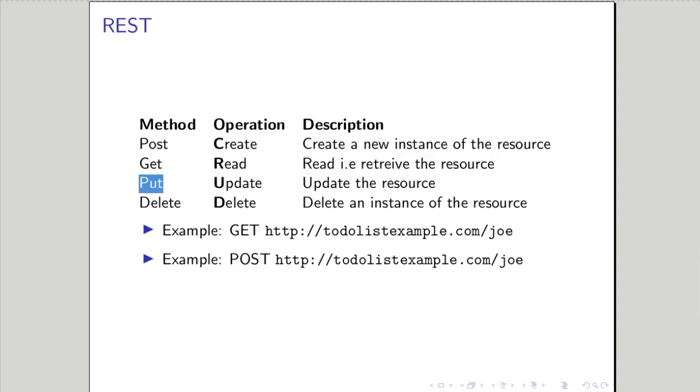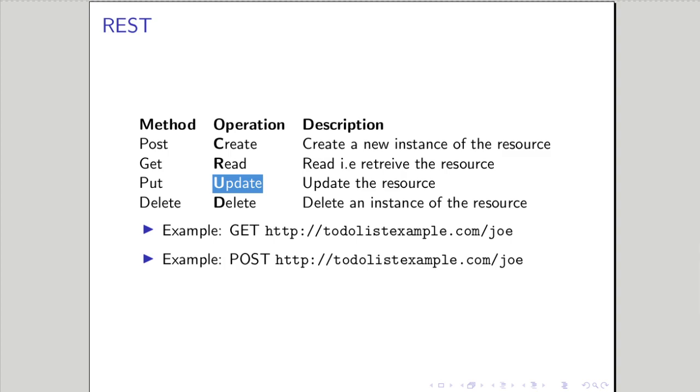Put's somewhat new. So get and post were the OGs of HTTP methods. Put and delete came later. Put's mapped into an update. So this might be, okay, I have a to-do list item. It's uncompleted. I want to say, oh, good job, Joe, you finished it. You want to mark it as complete. You're going to make a put request to the appropriate URL to say, hey, it's done.